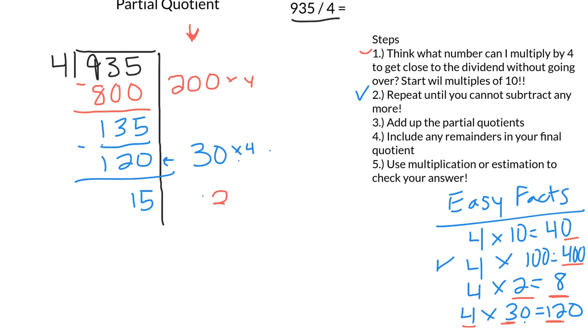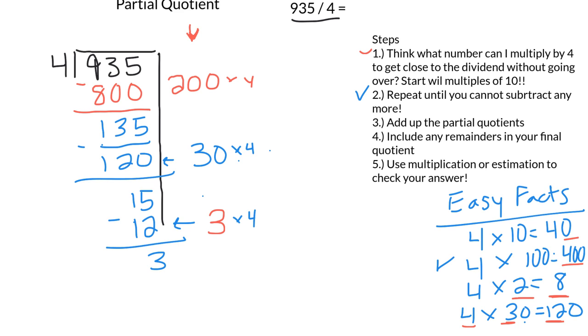So now I'm going to put my 3 here, kind of big. And I'm going to multiply it times my divisor, 4. And then that answer I'm going to put right here. So that product to that multiplication problem goes right there, and then we're going to subtract. So 15 minus 12 is 3. Okay, and now we're back to step 1.